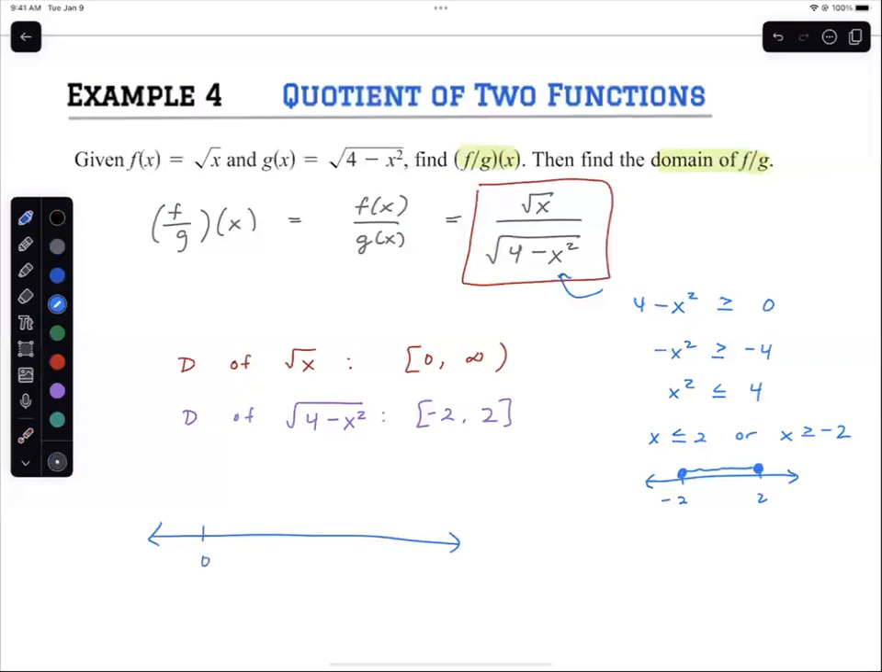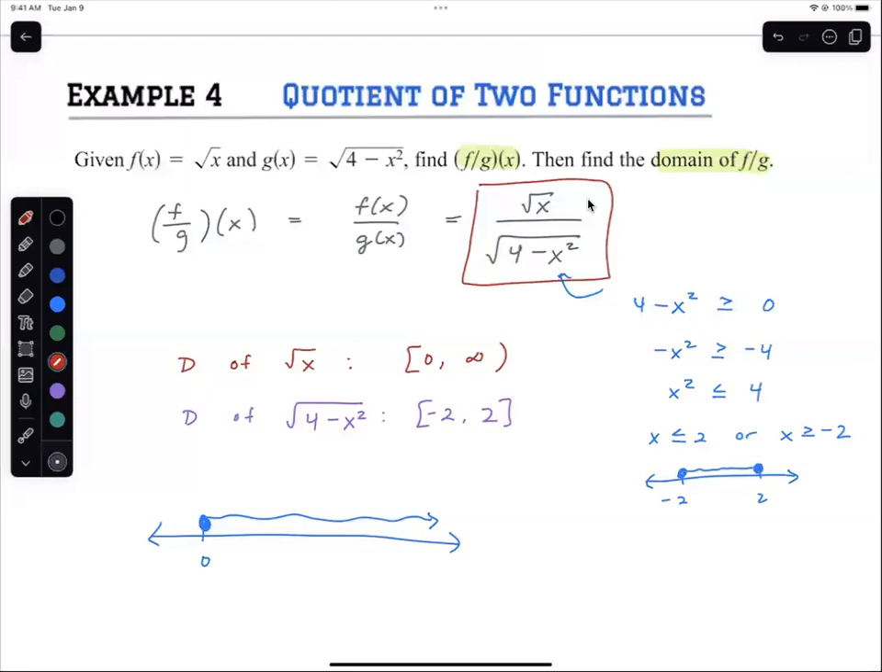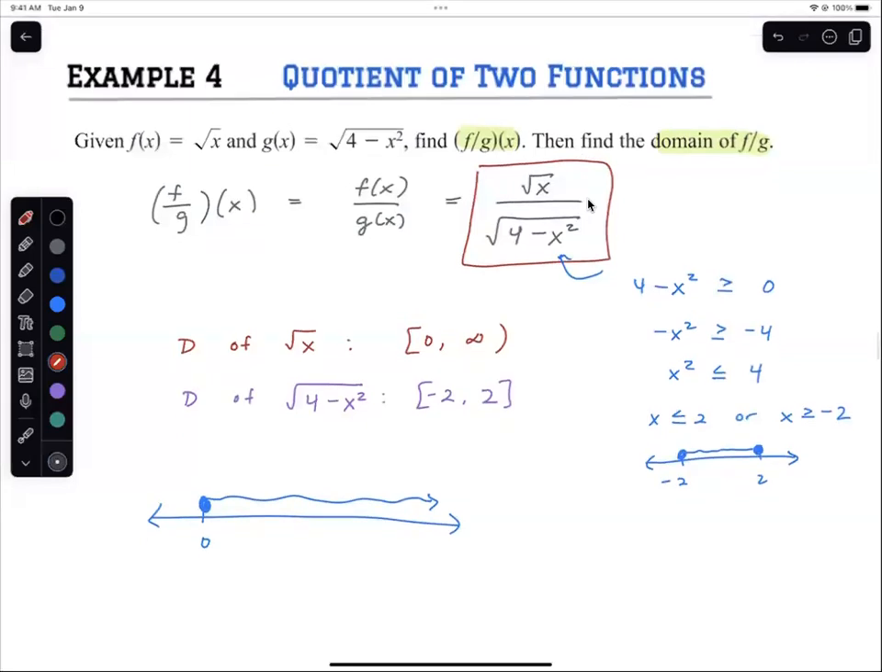one of them is 0 to infinity, and the other one is between negative 2 and 2. So basically where they overlap is this part, if you guys can see that.